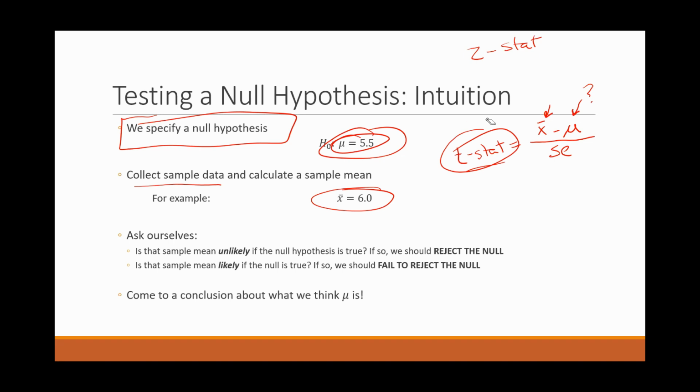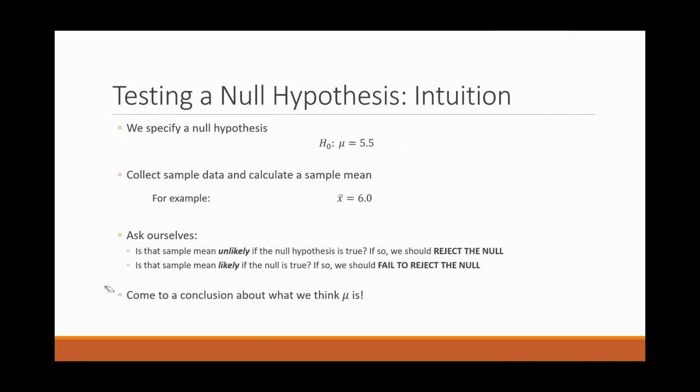Before we get there, in a little bit, I'm going to calculate a t-statistic for you. But I want to explain the intuition behind what I'm doing first. So here we go. I want to talk about the intuition behind testing a null hypothesis. We have our null. This is something we come up with. We specify this based on our context, based on our research question. We specify a null hypothesis. Then we use our data to calculate a sample mean.